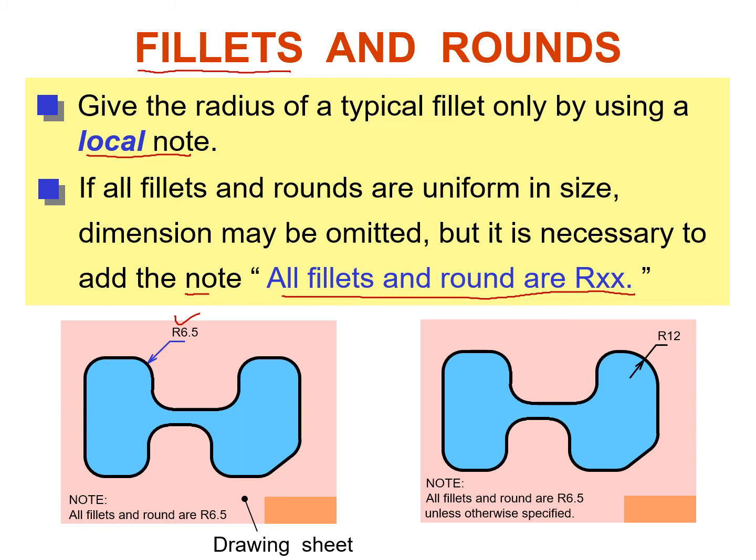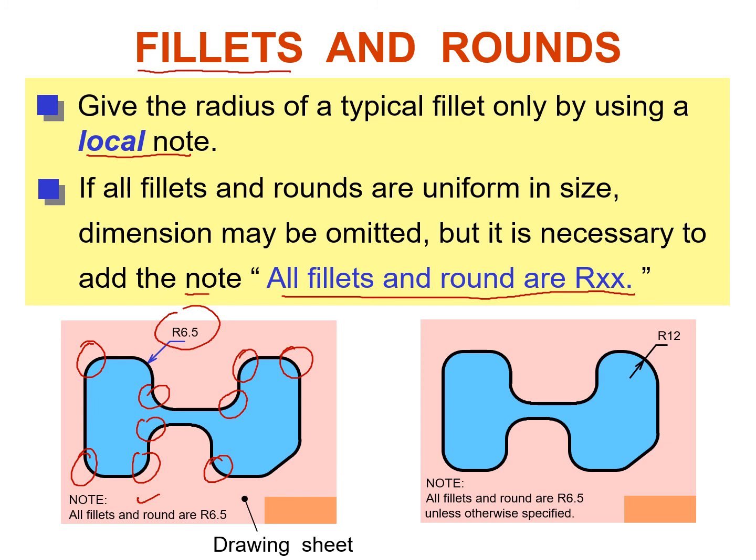For example, here only one edge is dimensioned. One edge is dimensioned only, that it is of radius 6.5. And a note is placed beneath it that all fillets and rounds are of radius 6.5. It means that this radius, and all the radiuses, when you see them, they are all of radius 6.5. There is no need to dimension them separately, but a separate note can do that.